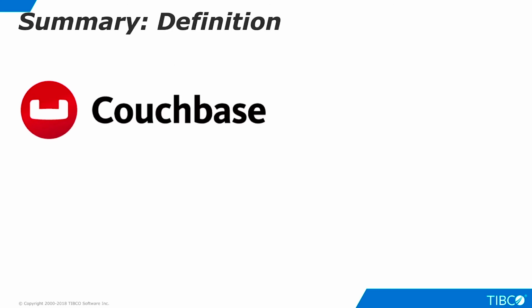Let's summarize what we have seen in this tutorial. Couchbase is a NoSQL database that stores data as JSON documents. Couch is an acronym for Cluster of Unreliable Commodity Hardware. Couchbase is schemaless, making it very easy to extend documents by adding new data elements over time. Related documents are typically stored in individual databases, which are called buckets.